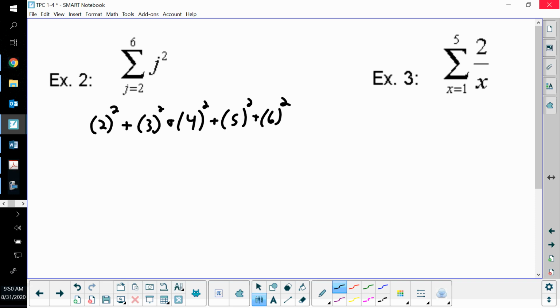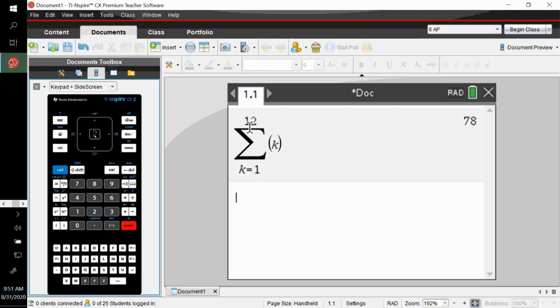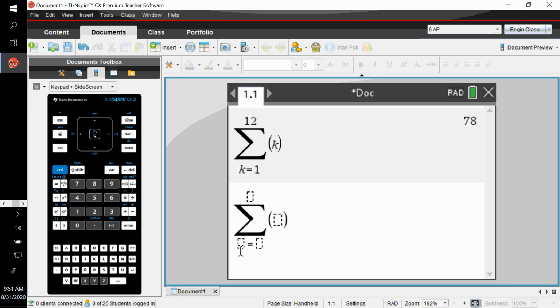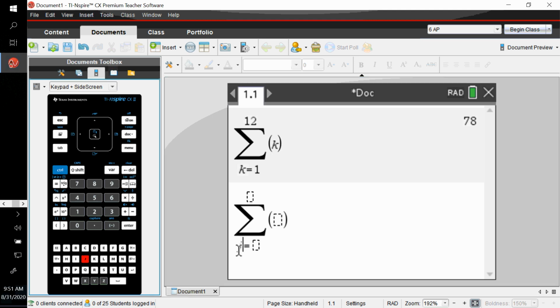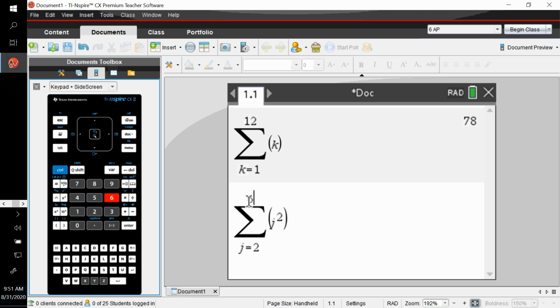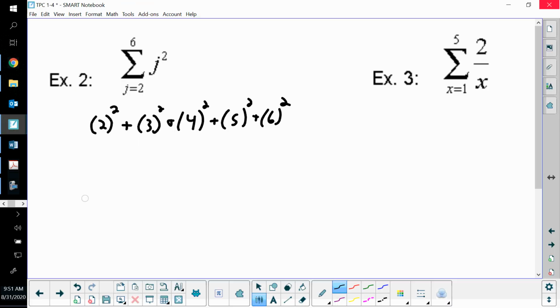So we would need to show that work, but then if we want, we can just go to our, oops, wrong one. We can just go to our summation key, so next to the 9, select your summation template. We started with j equals 2. We had j squared, and we stopped at 6. So if you hit enter, we get 90. So what that does is that automatically adds them all up for you.